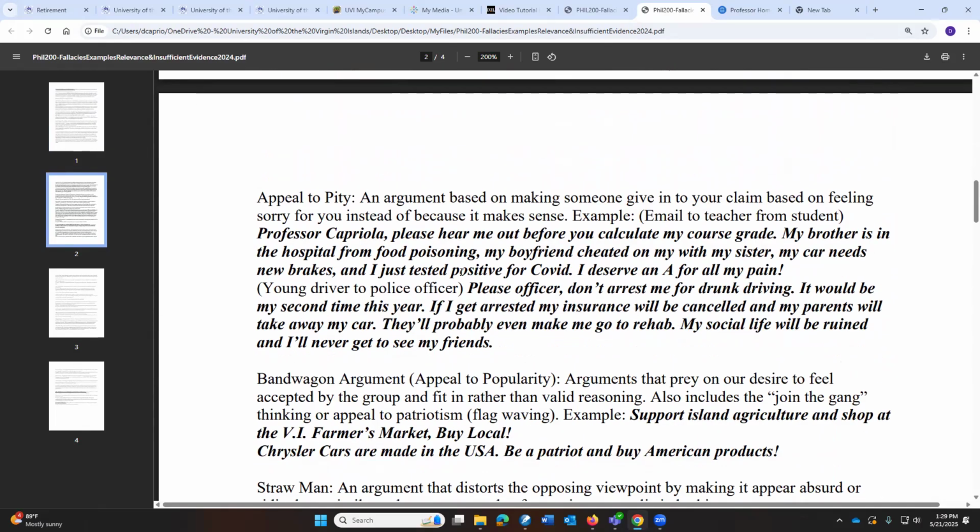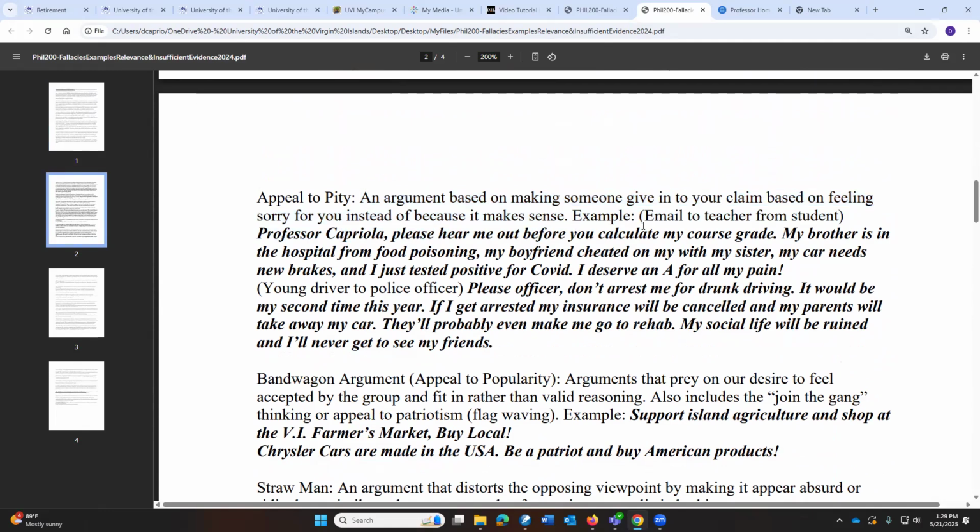The appeal to pity, which I sometimes call the student fallacy. Why do I do that? This is an argument based on making someone give in to your claim because you want them to feel sorry for you instead of the fact that it makes sense.